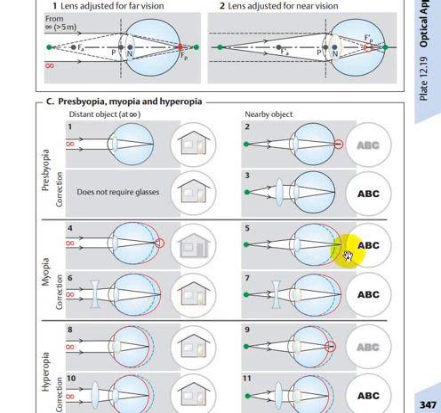In this case, the person has exactly no problem when it comes to visualizing a close object, because close objects have diverging rays. So when you have this and you have this, all of them are going to be clear.